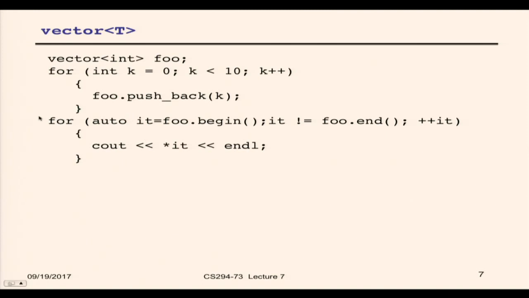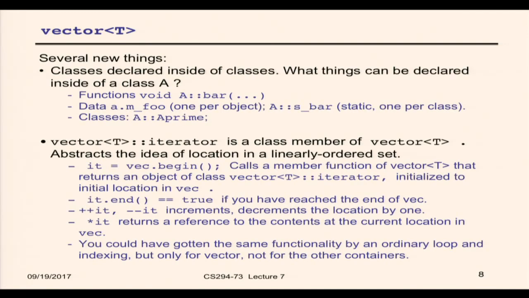So what we're going to do is unpack that syntax, because there's lots of good stuff there, and it's not just about vector, it's about the other good stuff. There are several new things here. First of all, here's a comment about classes declared inside of classes. What can be declared inside of a class A? Well, you can declare functions. We've already seen that, A::bar.